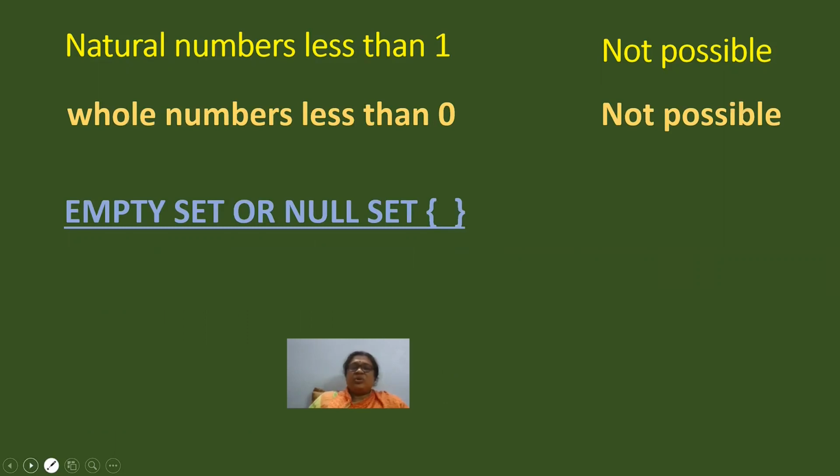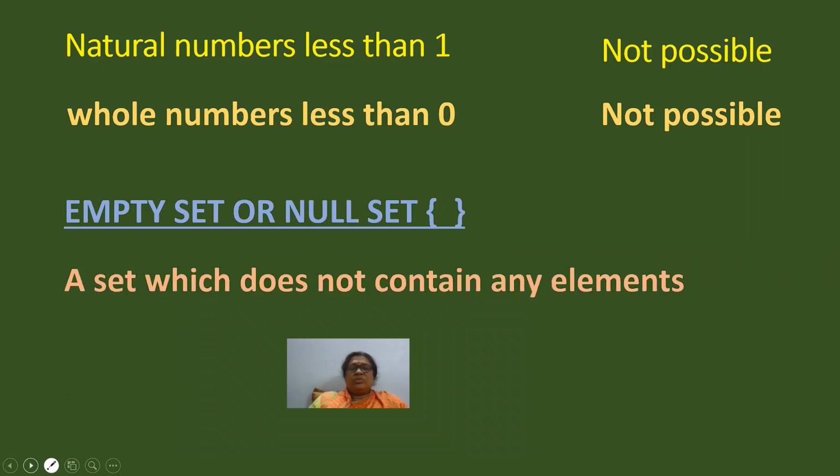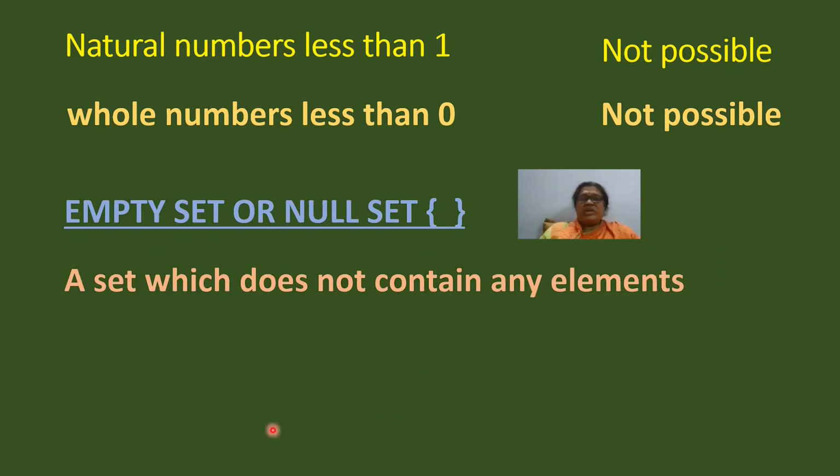You have to show it in a flower bracket like this, and you have to show nothing, no elements inside the set. This is nothing but what you can call a null set also. So a set which does not contain any elements, not even a single element, you can say that set is an empty set or a null set.